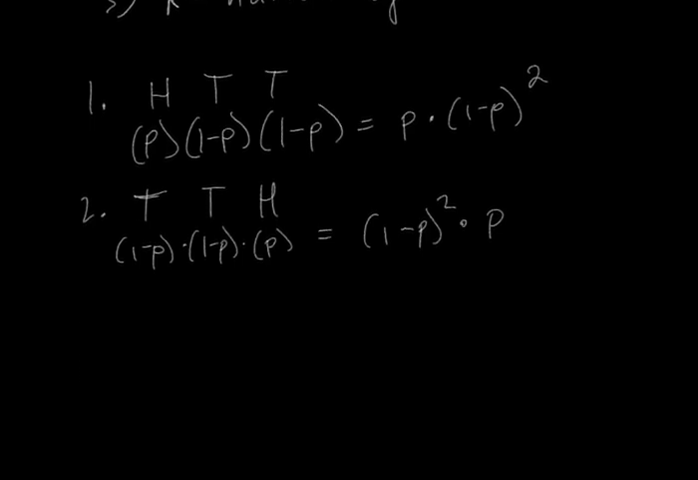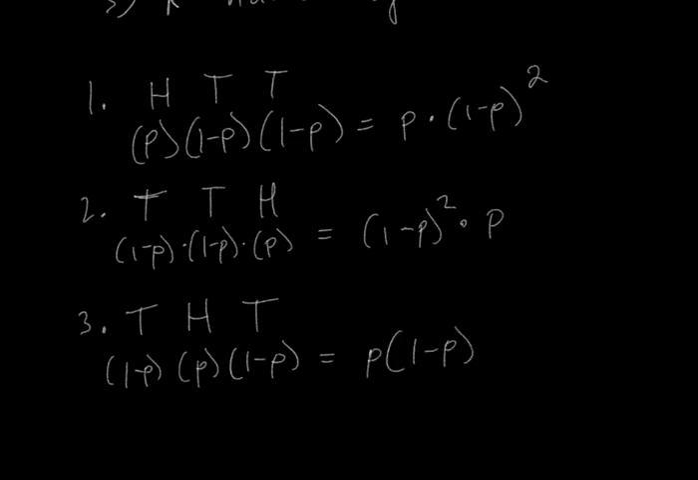And notice that there's one other configuration that we could have. We could have a tail followed by a head followed by a tail. And then the probability of this configuration would be 1 minus P times P times 1 minus P, which is again equal to P times 1 minus P squared.